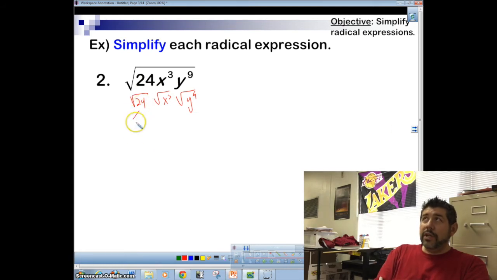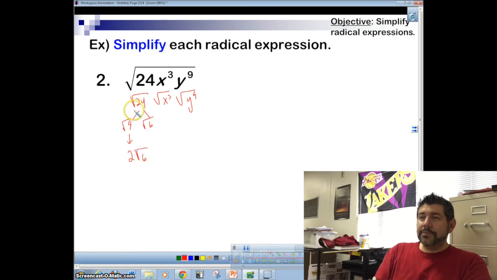So what goes into 24? We got 4 and 6, right? And I don't think we can do it anymore because the 6 is 3 and 2, and that doesn't have any matches, okay, square. So we're going to go square root of 4, square root of 6. The square root of 4 is 2, square root of 6 is just square root of 6. Okay, so that's that part.